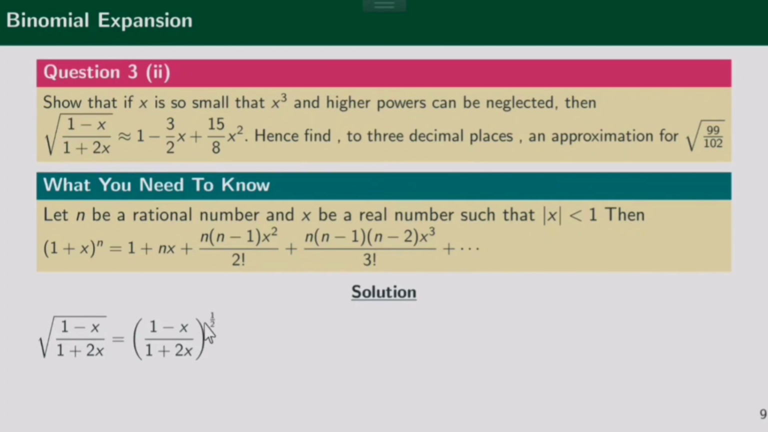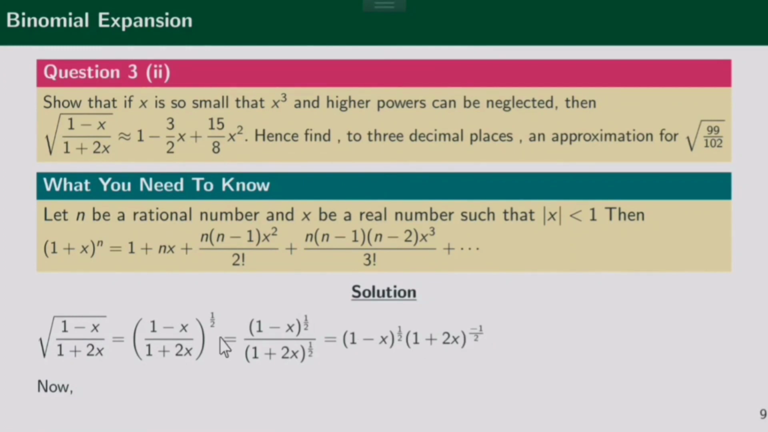So we can distribute the exponent amongst the numerator and the denominator, and we get 1 minus x raised to the power a half divided by 1 plus 2x raised to the power a half. Of course, we can apply indices, and we take the denominator to the numerator, and the sign on the exponent will change from positive a half to negative a half. So after doing the manipulations, this is what you get: 1 minus x raised to the power a half into 1 plus 2x raised to the power negative a half.